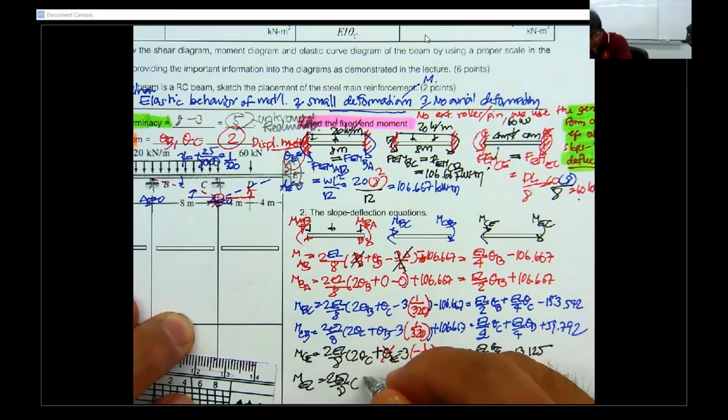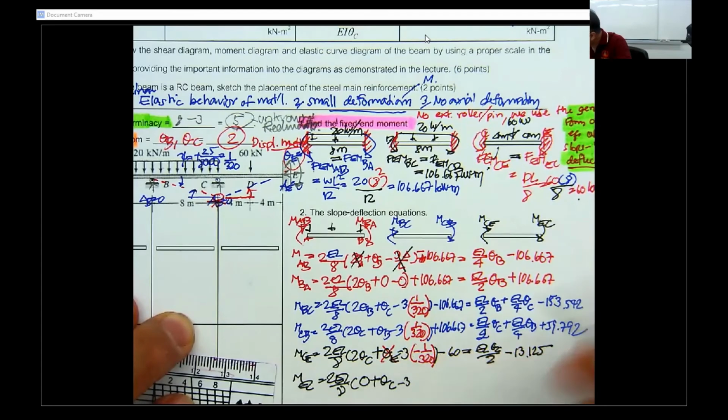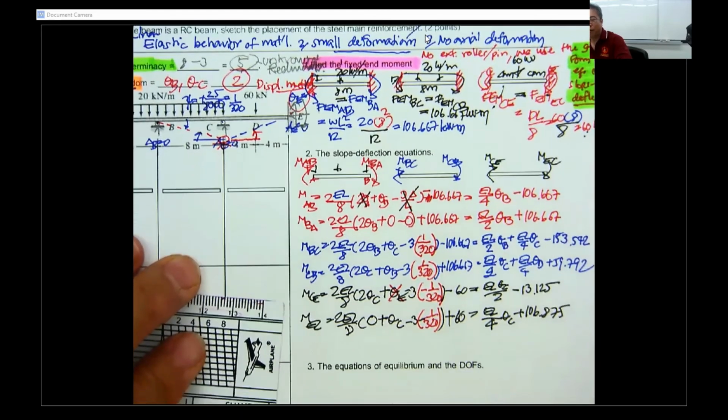And the last one, M sub EC, is going to be 2EI over L, and then it's going to be 0 to theta E, and then plus theta C minus 3, the same minus 1 over 320. And this is minus. Okay, and parenthesis. And then this one is going to be the fixed end moment of plus 60. So you get this one divided by 4, theta sub C. And this one is going to be plus 106.875. Now you have all the moments.